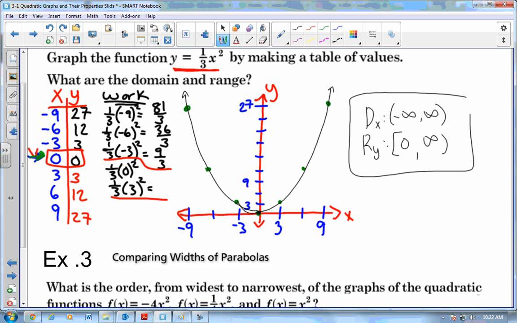How do you type that domain again? Domain is spread horizontally. How far to the left and how far to the right, looking at the X-axis. So it goes to the left forever because of the arrow.